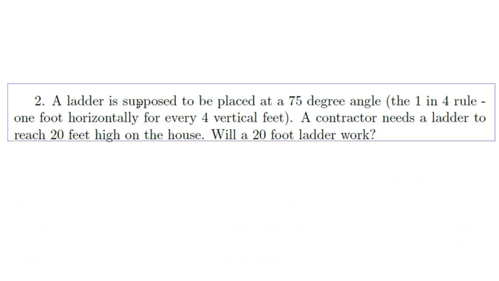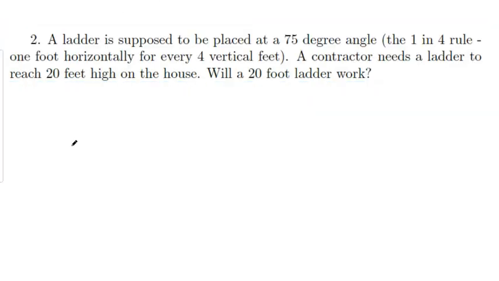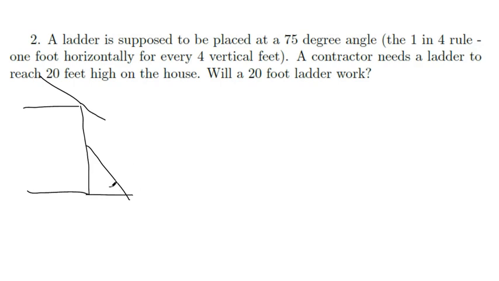We're going to do the same type of thing with this ladder example. We got a house. Here's my house. There's a ladder that's leaning against the house, so here's my ladder. And it's saying the ladder is placed at a 75-degree angle with the ground, so this is 75 right here. That's the 1 in 4 rule. For every 4 feet vertically, you want to go 1 foot horizontally. So 8 and 2, 12 and 3, 16 and 4.